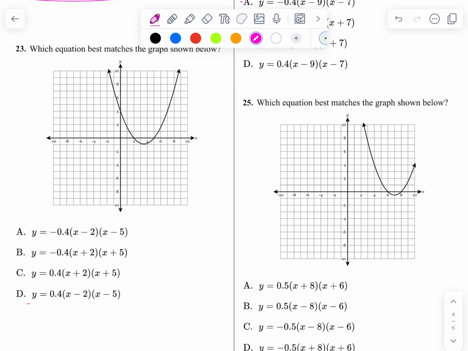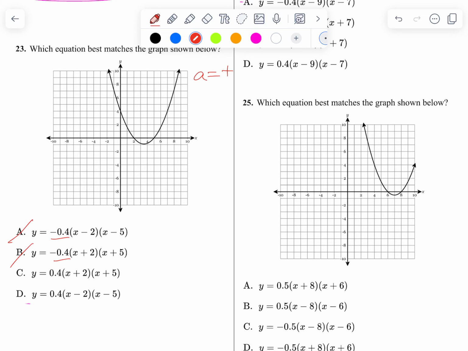This problem says which equation best matches the graph shown below. First of all, I know that the graph is smiling or pointing up. So I know the A number has to be a positive number. So all of these are A numbers, but in these two, they're negative. So it can't be A or B. Now in C and D, the A number is positive 0.4, so it could be one of those.